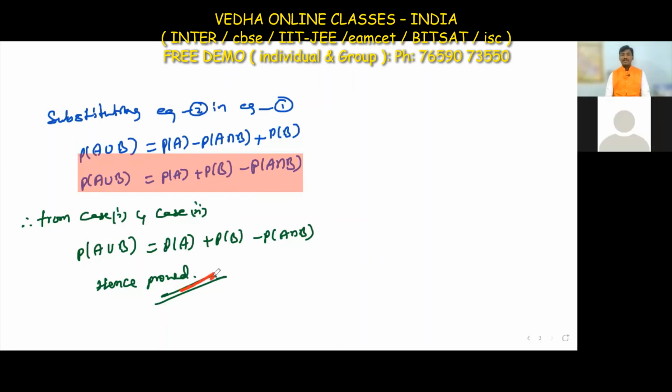Okay, so this is the required solution here: probability of A union B is equal to probability of A plus probability of B minus probability of A intersection B.